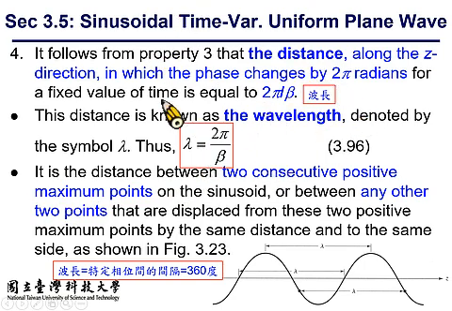So beta is defined as 2 pi over lambda, as we see here. Beta is defined as 2 pi over lambda. And what is lambda? Lambda is the wavelength, the distance for the signal to vary 360 degrees.